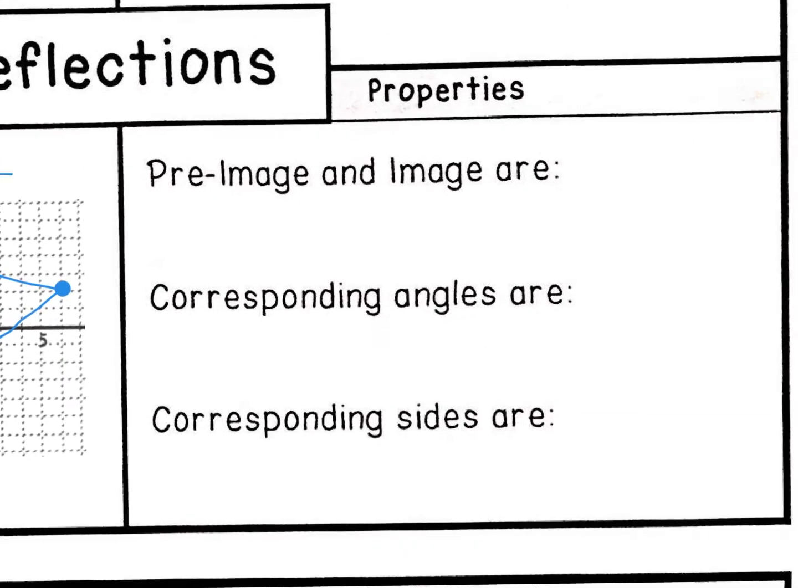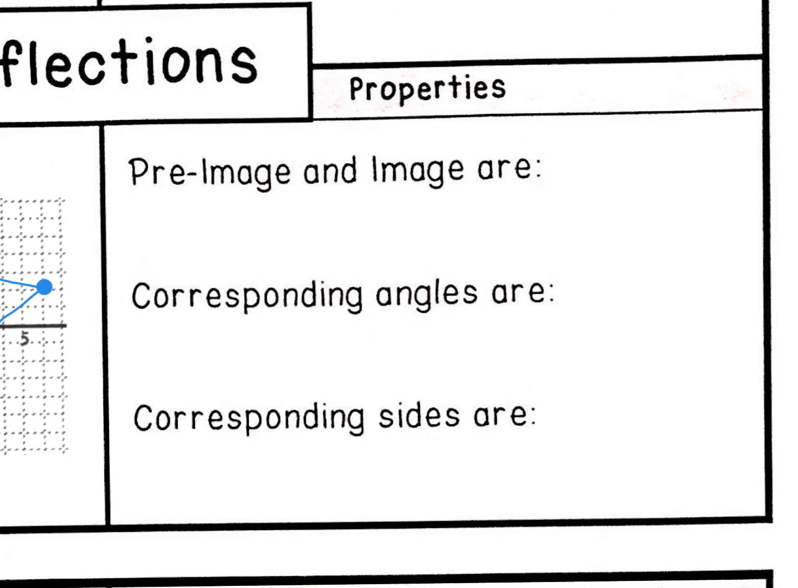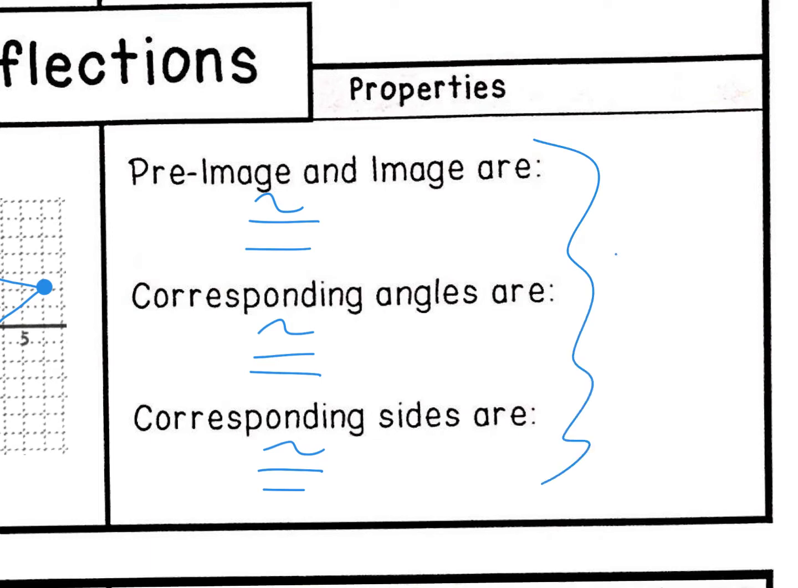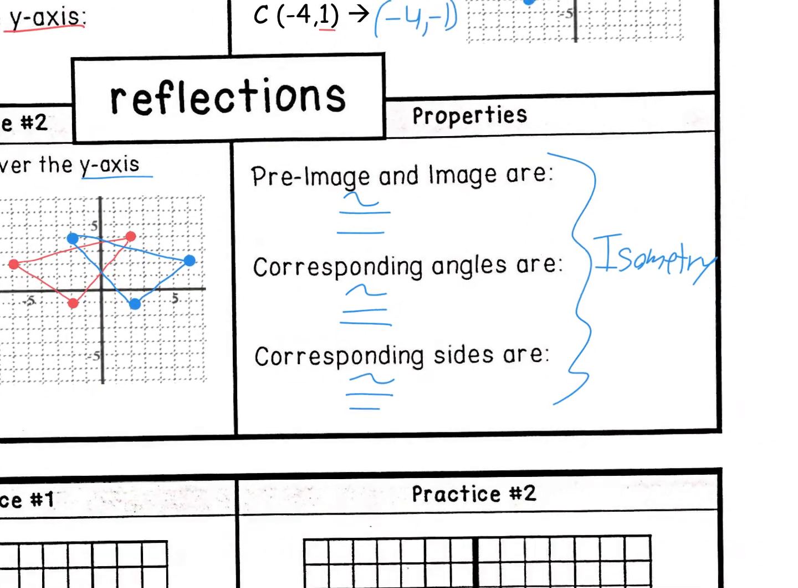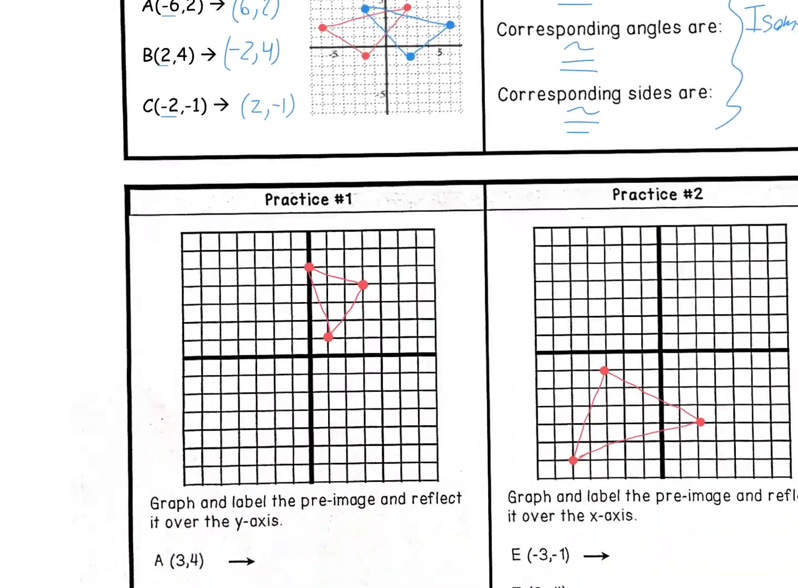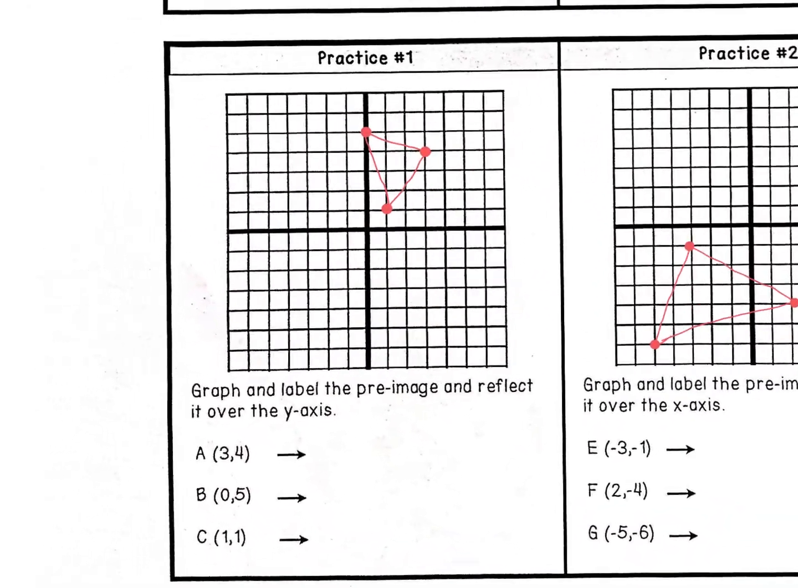So general properties. Pre-images and images, this is the same terminology that we're using back in ratios. The pre-image and the actual image are going to be congruent to each other, which means that the corresponding angles themselves will be congruent to each other, and the corresponding sides will be congruent to each other. This all plays into the idea of isometry, which we're going to see a lot of moving forward with this unit. So reflections are a form of isometry. Let's take a look at some practice problems.